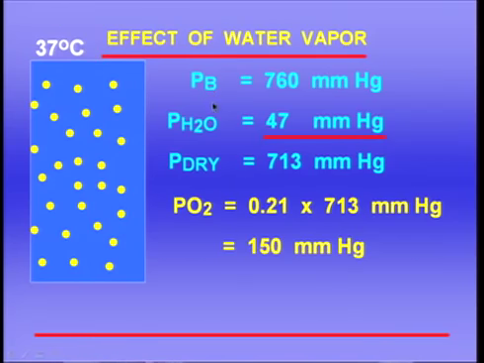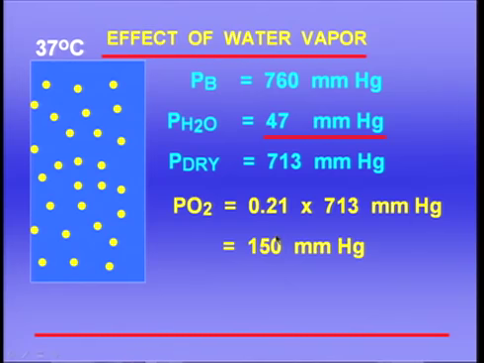So in order to calculate the partial pressure of oxygen in moist inspired gas, we have to subtract the water vapor partial pressure, which is 47. We subtract that from 760, that gives us the partial pressure in the dry gas of 713, and therefore the partial pressure of oxygen is 0.21 times 713, which comes out to 150 millimeters of mercury. So that's the partial pressure that we're actually dealing with. The organism, if you like, is exposed to a partial pressure of 150 millimeters of mercury in the moist inspired gas.